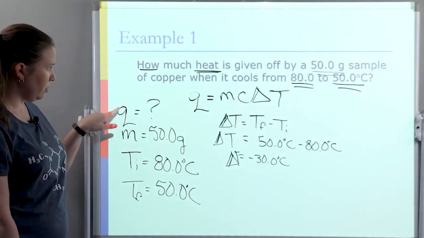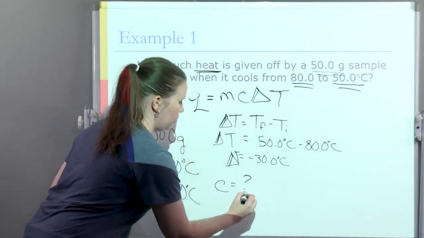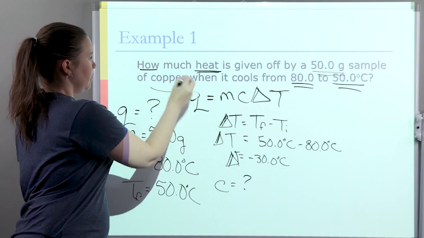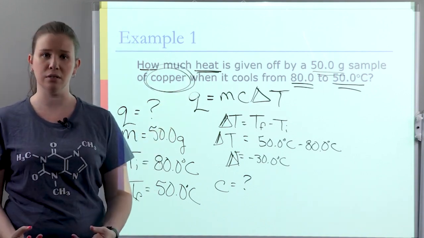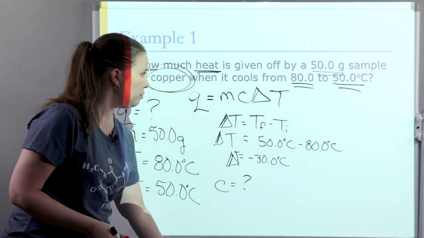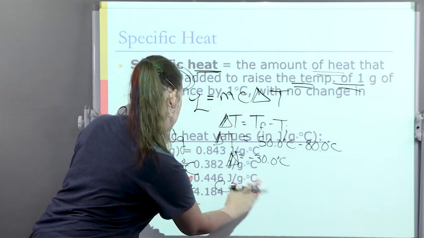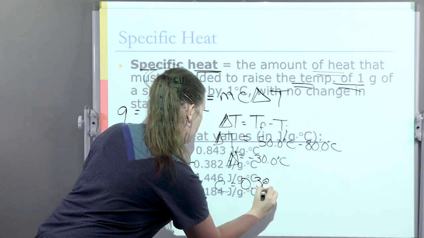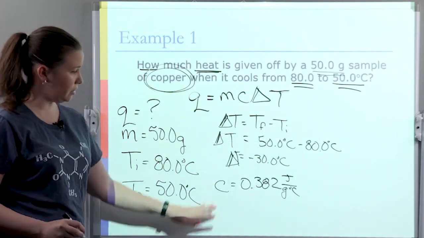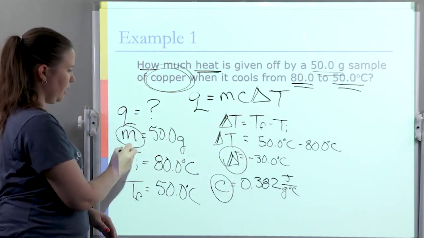I have Q unknown, and I still haven't found C anywhere. So the question now is, where can I find my C? Because I can't have two unknowns and solve the problem. The C is going to have to be looked up based on the substance. What is the specific heat for copper? And that's going to be on a reference table. So I'm going to pop back to my last slide, see if I can read through here. Copper's specific heat is 0.382 joules per gram degrees Celsius. So pulling that from the list on the prior slide, now I have C, delta T, and M.